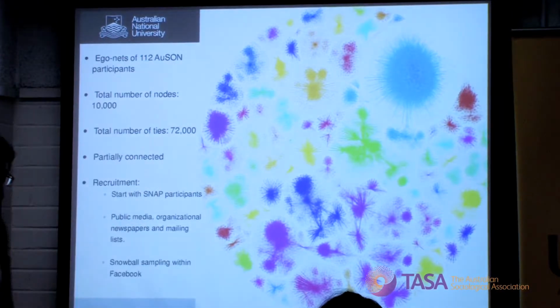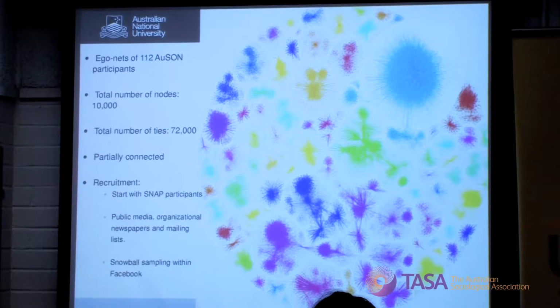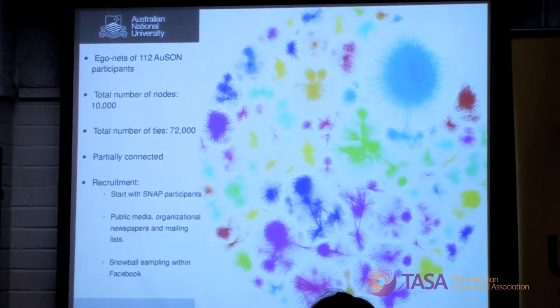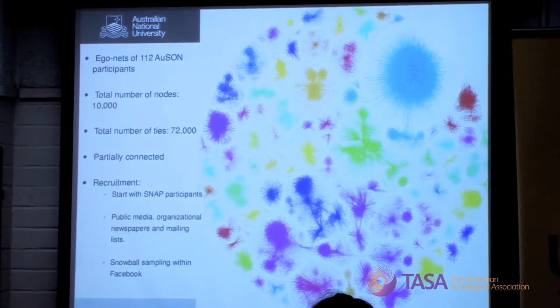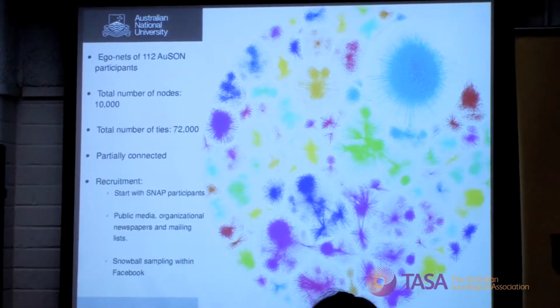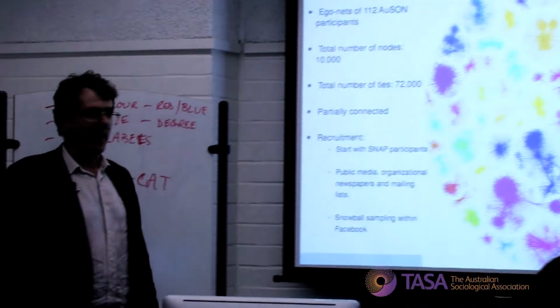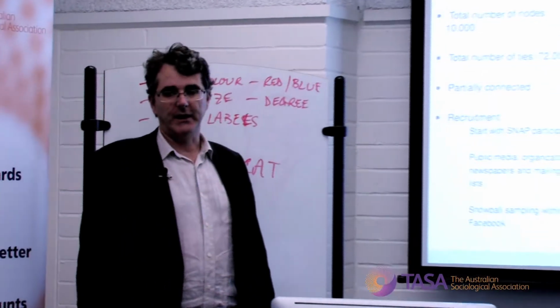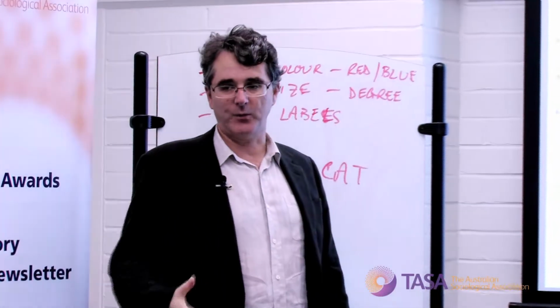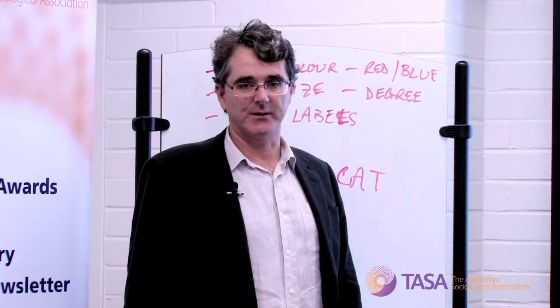These are the ego nets that we've collected so far. We've got 112 participants. We're a bit disappointed. I didn't think it would be thousands, but I was hoping we'd get several hundred participants. We're going back into the field in October this year to get a second wave of data, and hopefully we'll be able to get some more people. We had a bit of trouble.